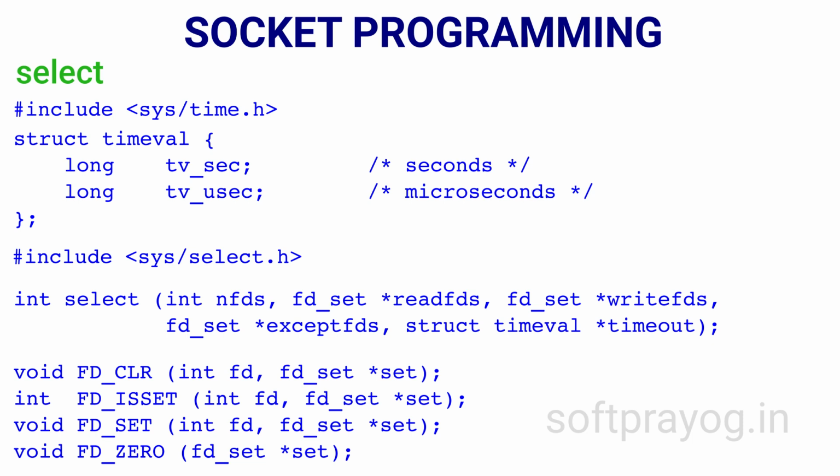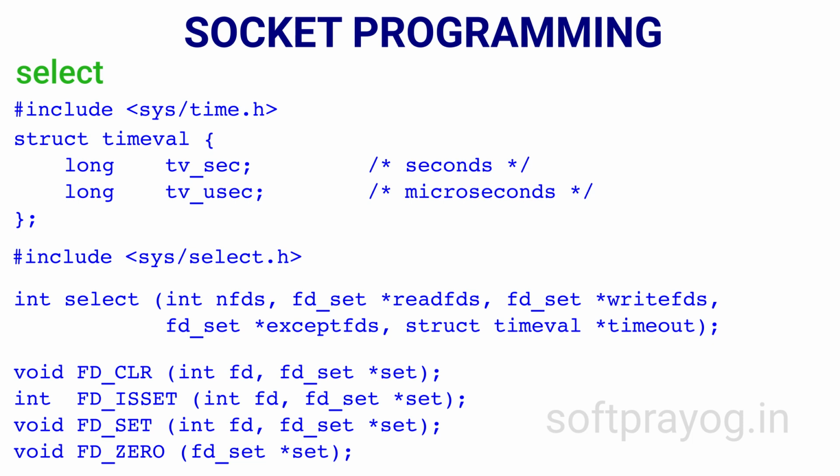If none of the file descriptors is ready and a timeout occurs, select returns. If timeout is null, select would wait until at least one file descriptor is ready. The pointers to one or more sets could be null, and these sets are ignored.